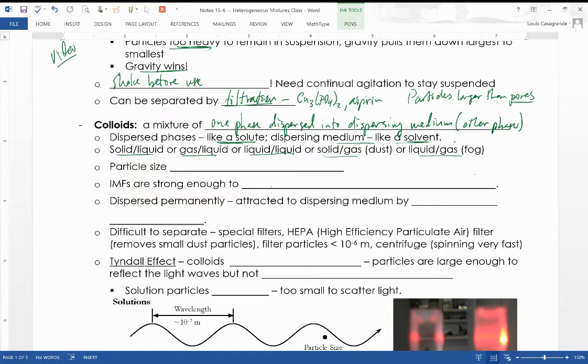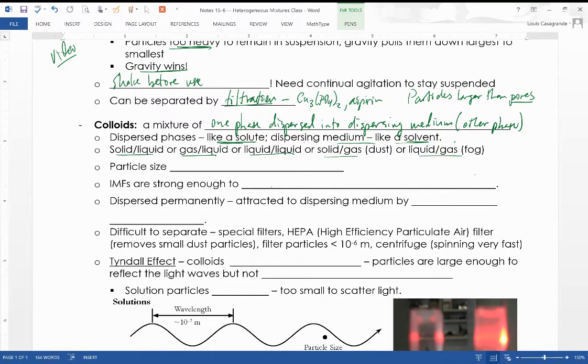1, 2, 3, 4, 5. There's one missing. Gas, gas, liquid, liquid, solid, liquid. Oh, a solid in a solid. And that's because a solid dispersed through a solid is going to be something like an alloy. So we'll talk about the different kinds down below. I'll mention some of them down below when we get a better idea of what to look for.